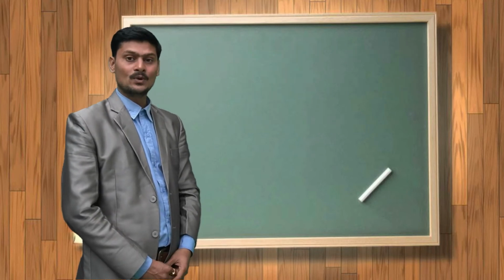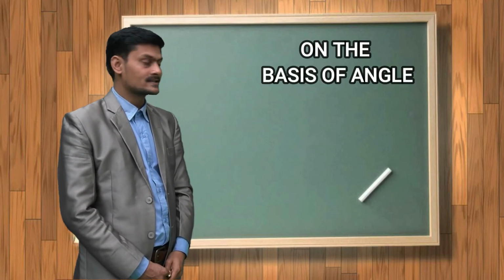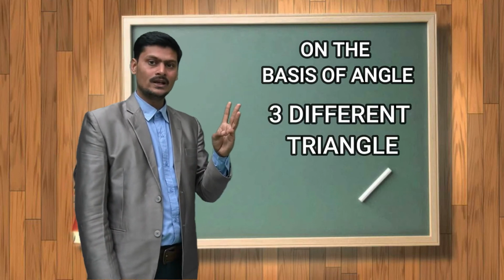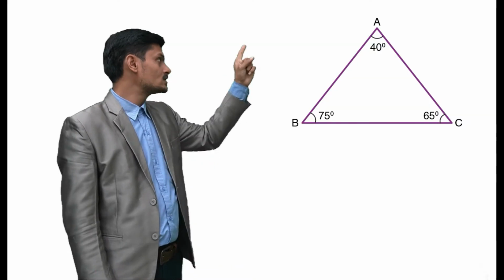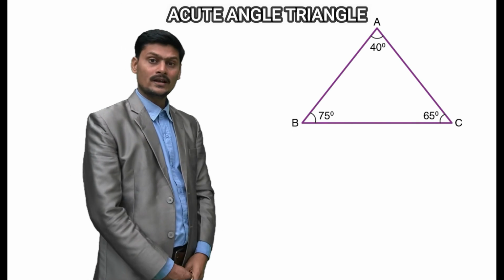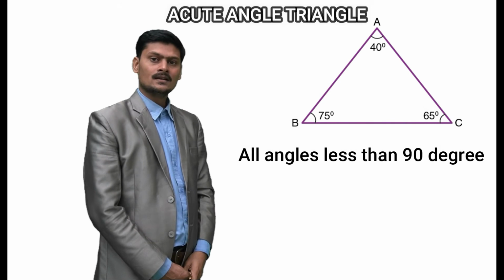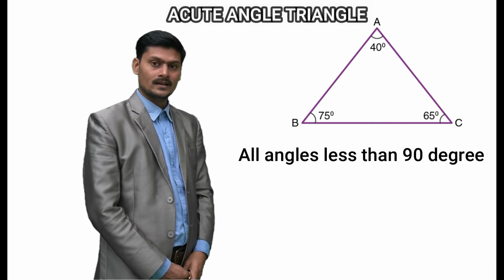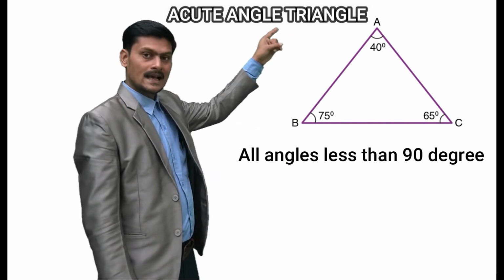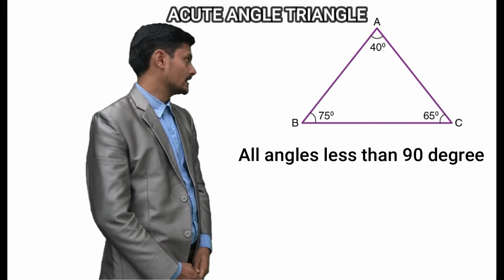Now come to the next point, which is on the basis of their angles. On the basis of their angles, once again we have three different types of triangles. First one, acute angle triangle. An acute angle triangle is a triangle in which all three angles are less than 90 degrees. The measurement of all three angles being less than 90 degrees is known as an acute angle triangle.